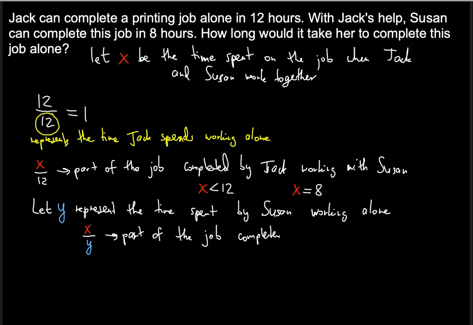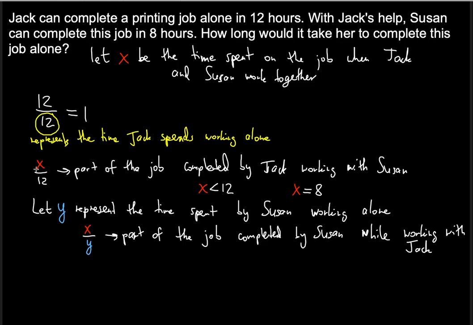Completed. So this is the part of the job completed by Susan while working with Jack. Okay? So now notice that we know already that x is equal to 8. So notice something else. Notice that x over y is the part of the job completed by Susan when she works with Jack, and x over 12 is the part of the job completed by Jack when he works with Susan, right? So naturally, the entire job, as we noted in the beginning, should be equal to 1, right?